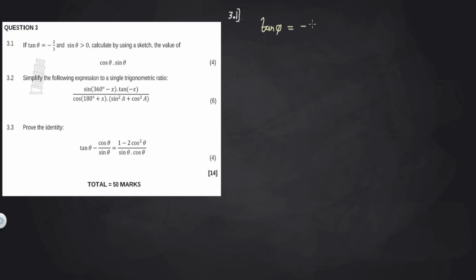Tan theta is equal to minus 2 over 3. If tan theta is equal to minus 2 over 3 and sine theta is greater than 0, calculate using a sketch the value of cos theta multiplied by sine theta. With these types of problems, we need to prepare a sketch and make sure we have the x value, the y value, and also the r value. We need our x, y, r.